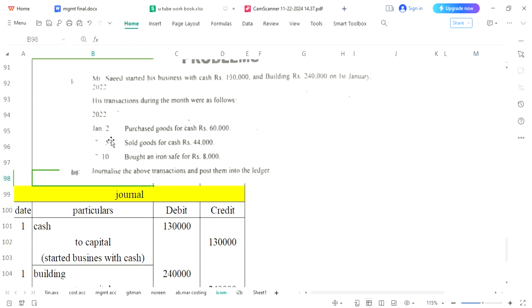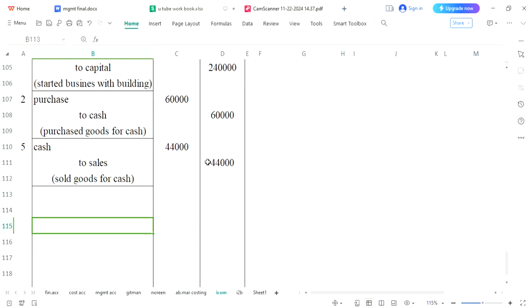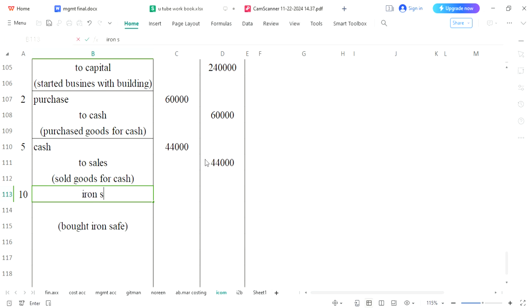Now number 10 entry is bought iron safe. So here you will put narration, bought iron safe. Iron safe is just like a cupboard. Entry number is 10. When you will buy iron safe, it's furniture. Furniture is asset. Asset increasing. Increase in asset should be debited. So on debit side, you will write safe. Iron safe is your asset.